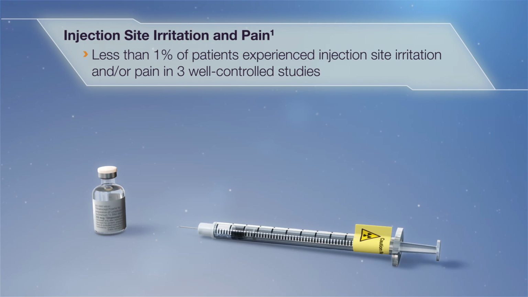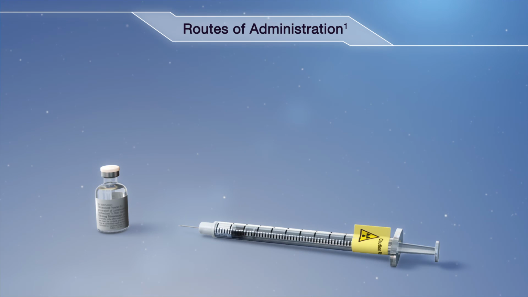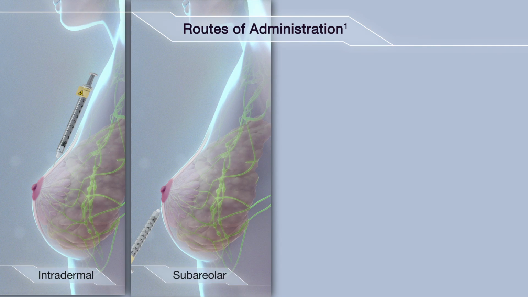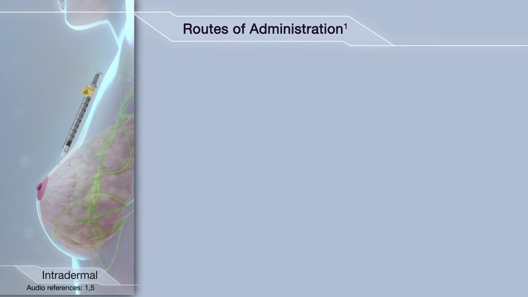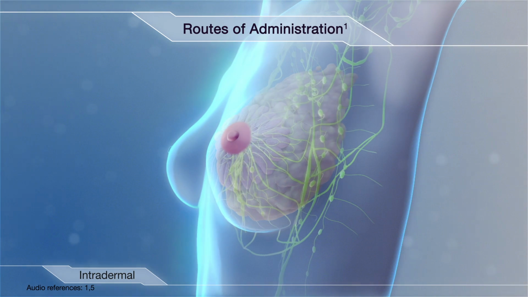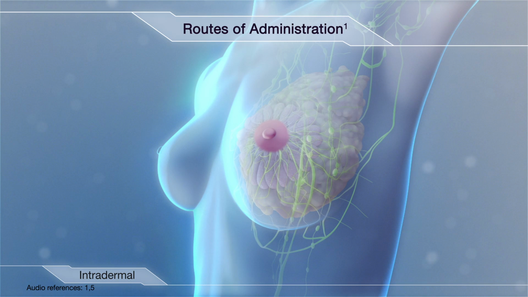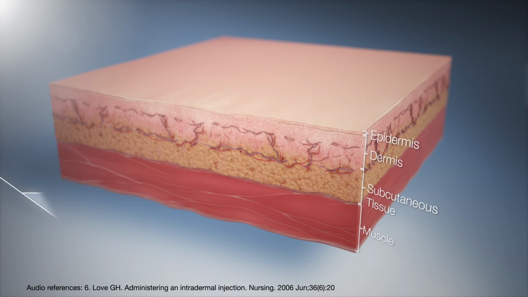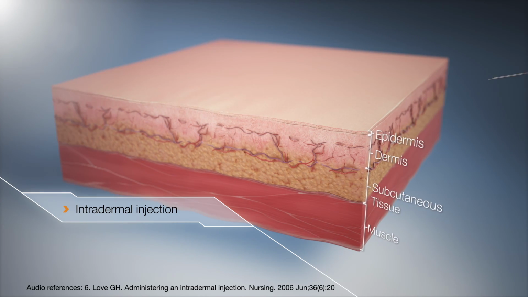Next, let's discuss how to administer Lymphoseek. Lymphoseek has 4 approved routes of administration, including intradermal, subareolar, peritumoral, and subcutaneous injection. This video will illustrate intradermal injection, since this was the most commonly used injection technique in the Lymphoseek Phase 3 clinical trials.